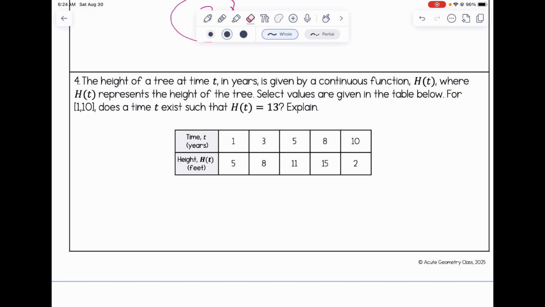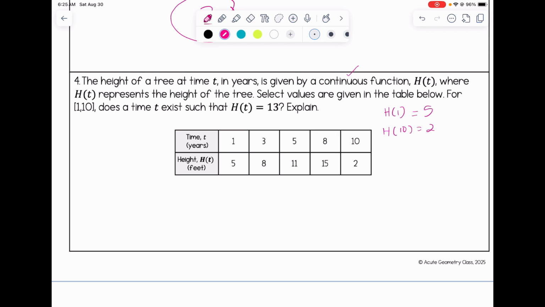So let's talk about our requirements to use the intermediate value theorem in our explanation. We know the function has to be continuous. Okay, we know that for sure. And we know the outputs of the interval: h of 1 here is 5, h of 10 here is 2. We know that those can't be equal.